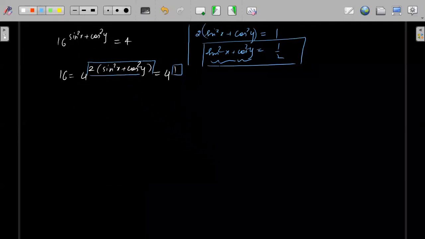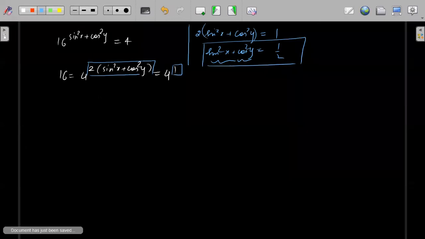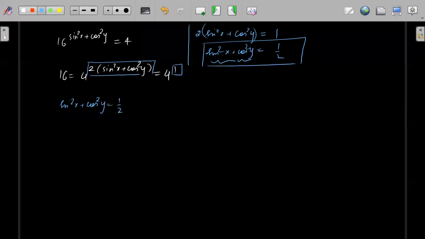So see, we have sine square x plus cos square y is equal to 1 by 2. If you remember sine square x plus cos square y, we have written one formula. If you remember, tell me what that formula is. If anyone can tell me.